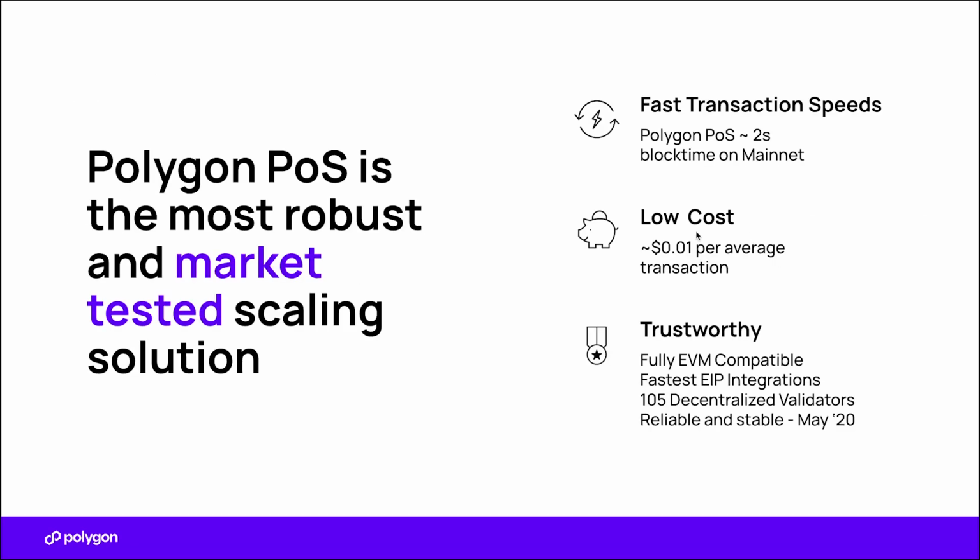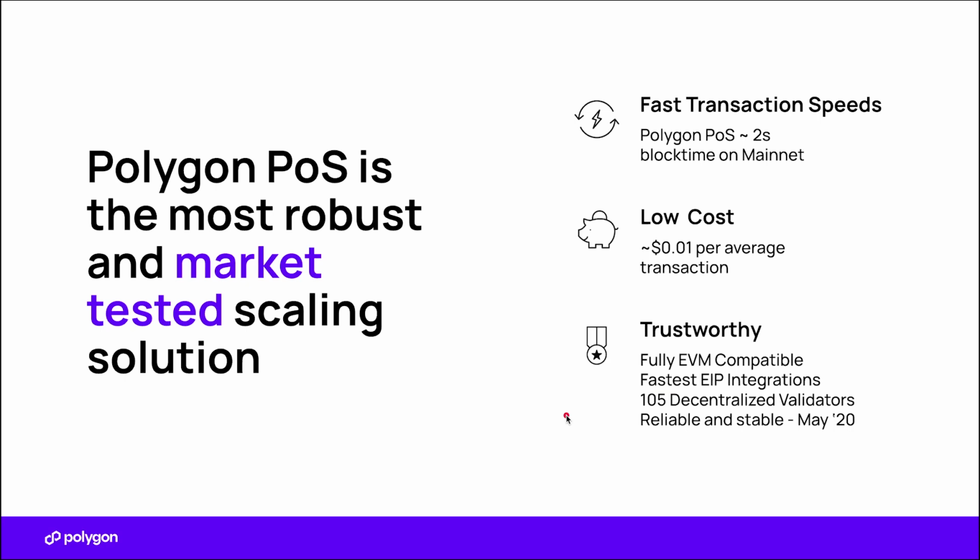So as I said before, Polygon POS for us is our biggest product out there. It is super fast, it is super cheap, and it's extremely secure. It has never been hacked since Genesis, since launch. And it's sufficiently decentralized with more than 100 validators, and it's one of the protocols that integrates faster EIPs. EIPs are Ethereum improvement proposals.